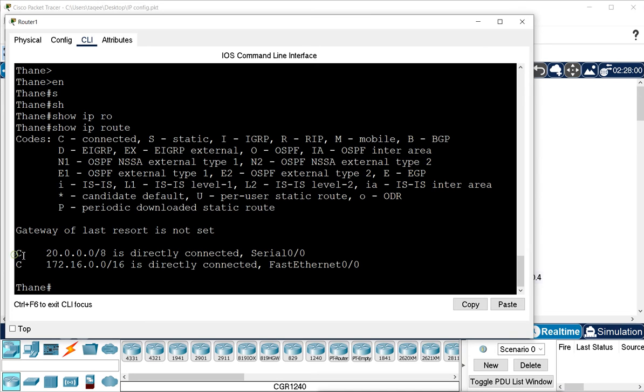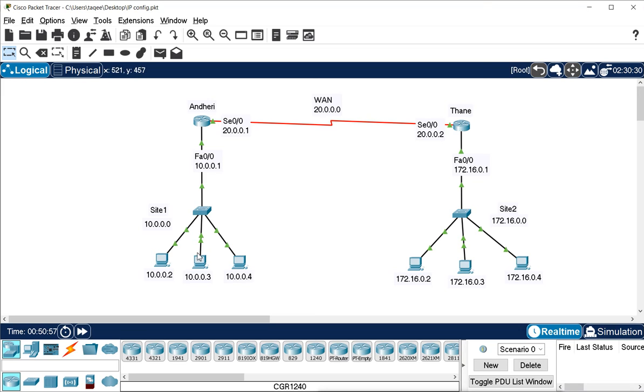So these two networks it knows, but it does not know about network 10, this network. That means this Andheri router does not have information about this network, and Thane router does not have information about this network. Now we want to do the static routing. That means we have to create the routing table manually. That means we have to configure the router to know about this network. So Andheri router we will configure to know about this network, and Thane router we will configure to know about this network, and that is the process called static routing.